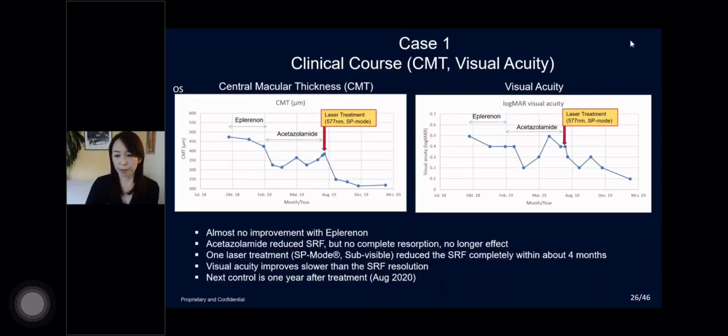Visual acuity was also very nice. Eplerenone and acetazolamide couldn't improve it so perfectly, but after laser treatment it almost always improved. I'm sorry, I have to say one thing. This is logMAR visual acuity. It means the lower the number, the better the visual acuity. So after laser treatment it improved, and the final visual acuity is the best since October 2018. So this is case 1.